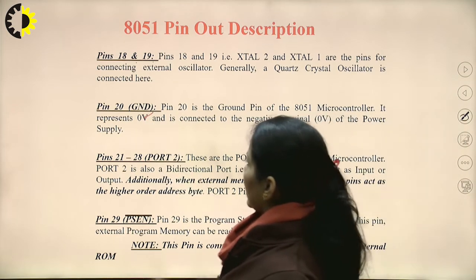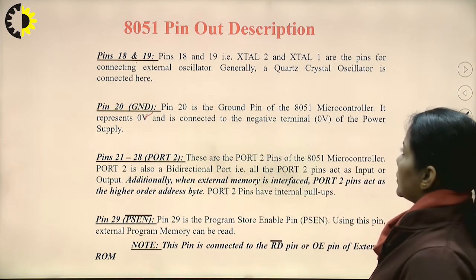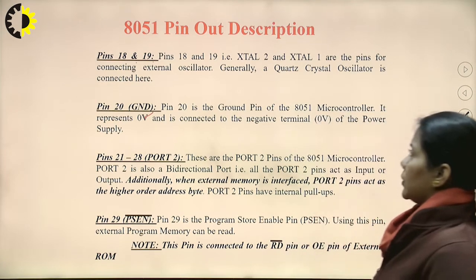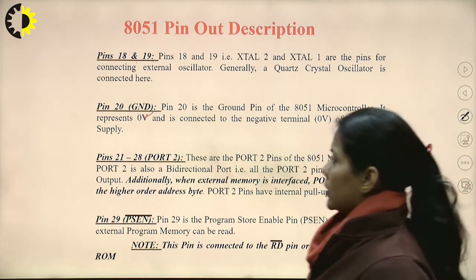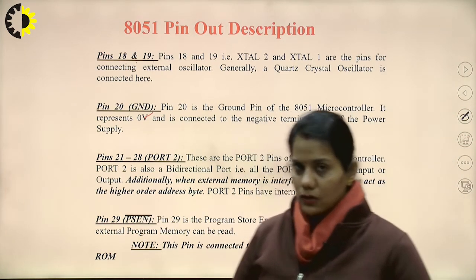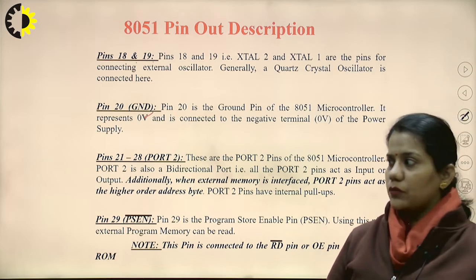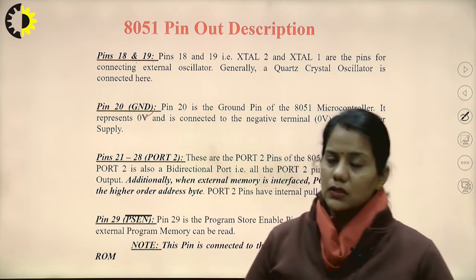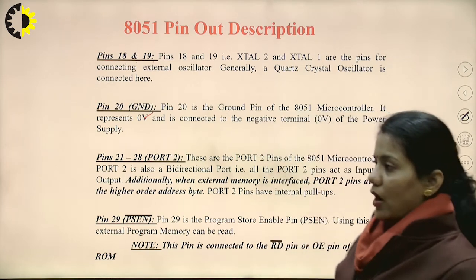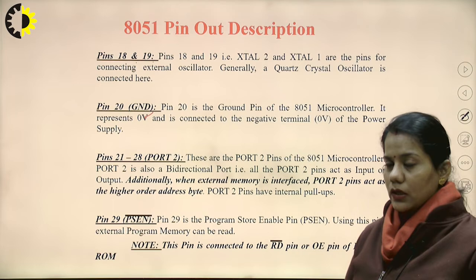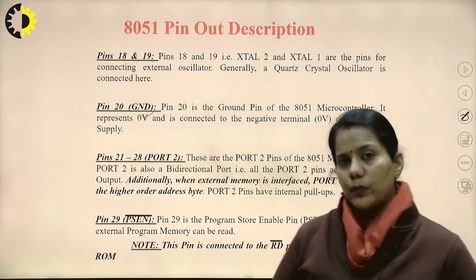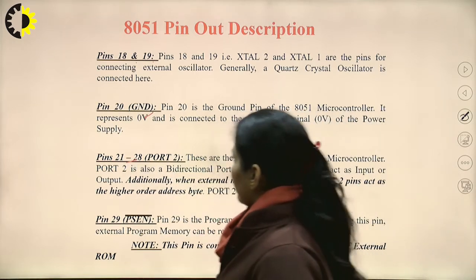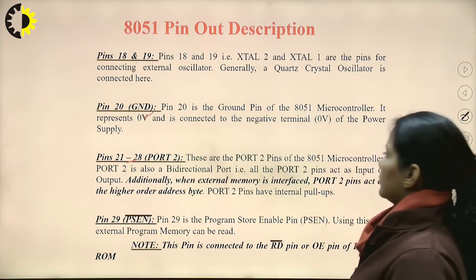Pin number 20, that is the ground. Pin 20 is the ground pin of 8051. It represents 0 volts and is connected to the negative terminal of the power supply. In every IC, universally, in a 40 pin IC, pin number 20 is your ground and pin number 40 is your VCC. So we have to take note that pin 20 is always ground and pin 40 is always VCC.